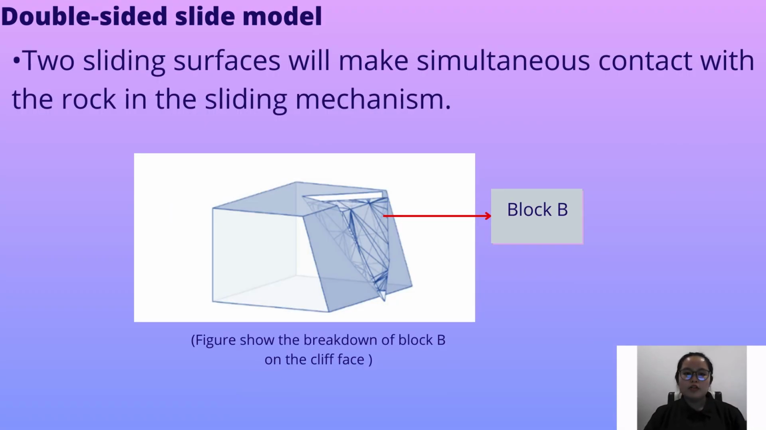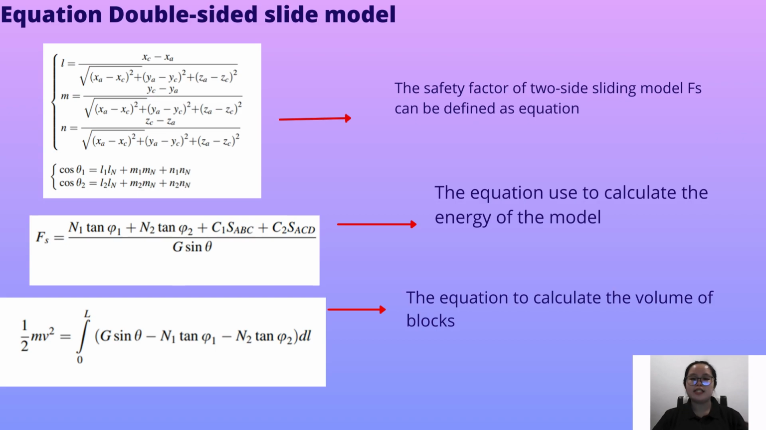Double-side slide model. Two sliding surfaces will make simultaneous contact with the block in the sliding mechanism. The figures show the breakdown of the block B on the cliff face. Equations for the double-side slide model. The first equation is the safety factor of the two-side sliding model, Fs, defined as an equation. The second equation is used to calculate the energy of the model. The third equation is used to calculate the volume of the block.